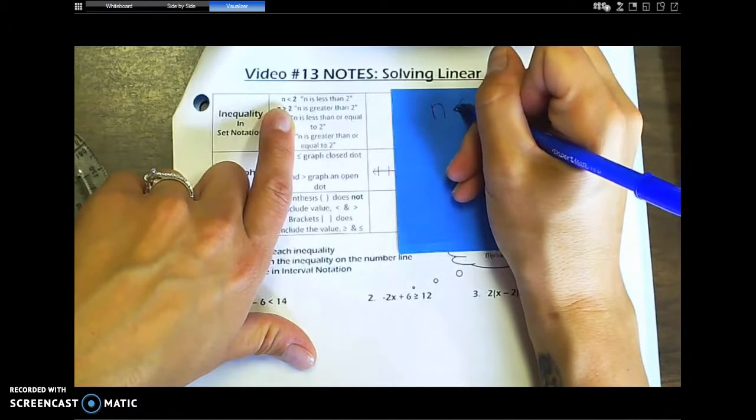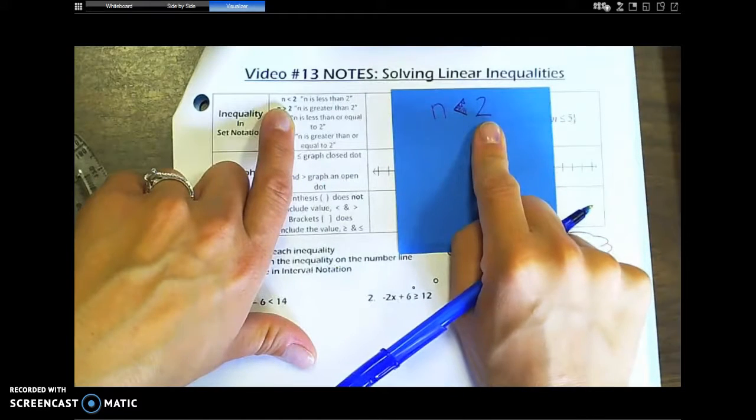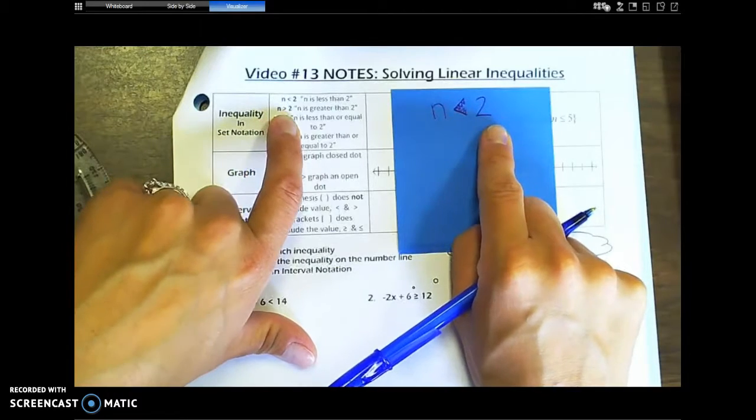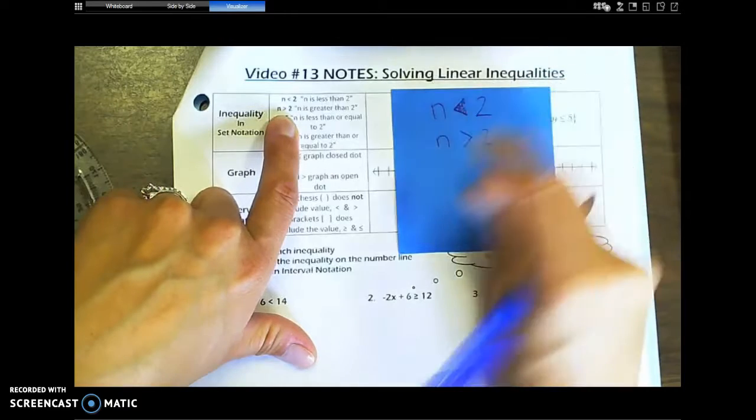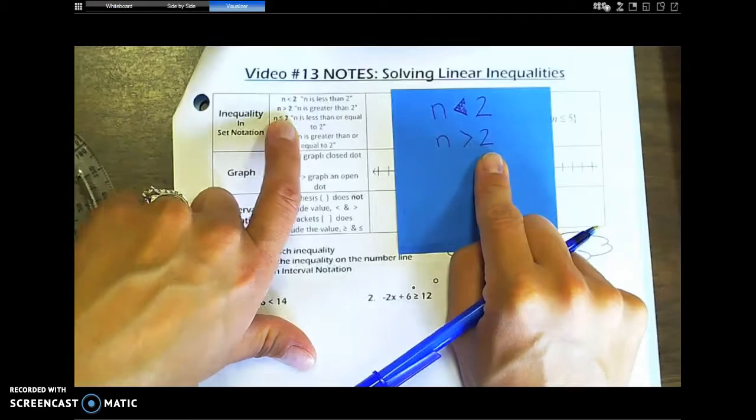I always like to think about it as a Cookie Monster. It's always going to be eating the bigger of the numbers. So n has to be less than 2 because you're eating the 2. On the flip side, your inequality is opening towards the n, so now n is greater than 2.